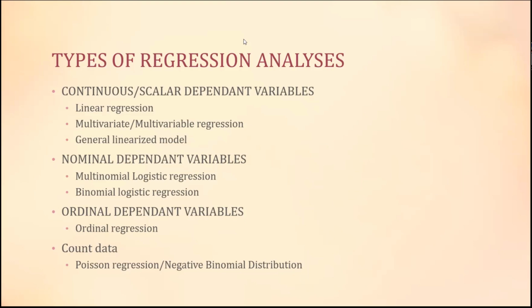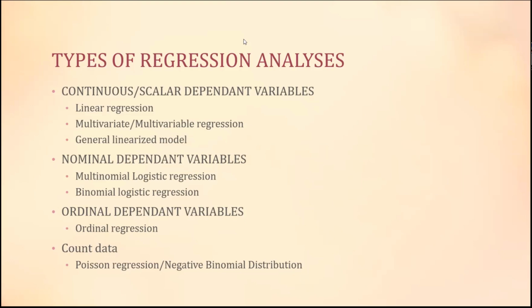Your general linearized model is a special case when you have two dependent variables, again, scalar or continuous dependent variables, and you're trying to correlate those with multiple independent variables. So it essentially is trying to determine whether there's an association between those independent variables and either one of those dependent variables. So it'll give you regression output for both of those dependent variables.